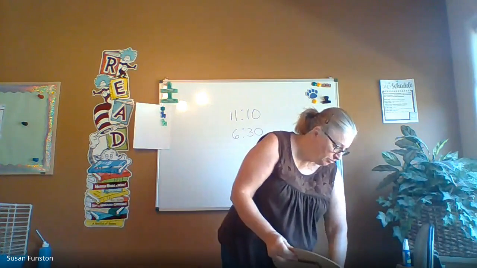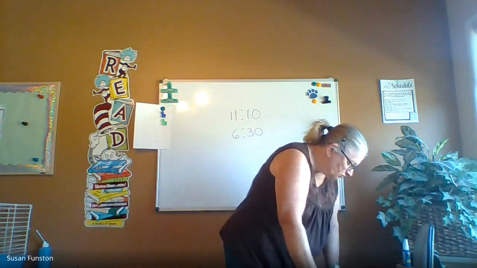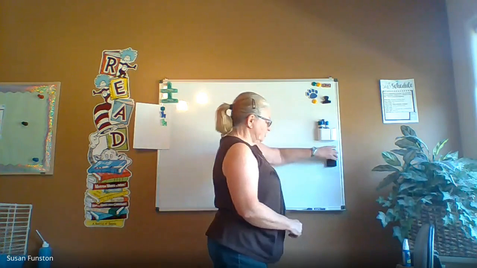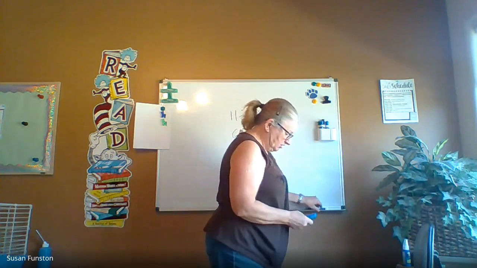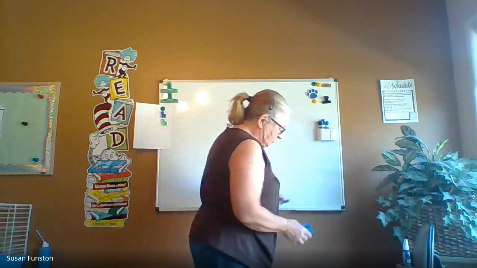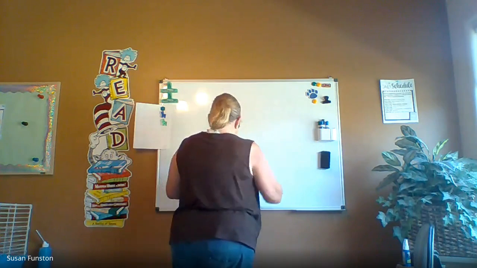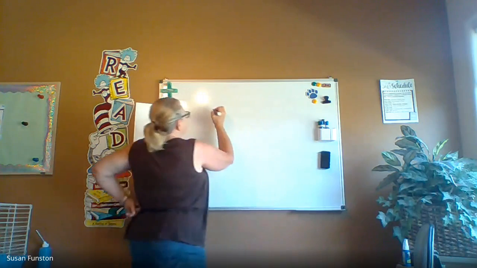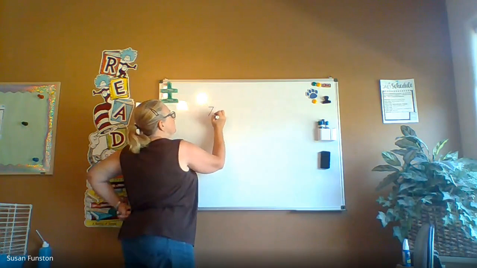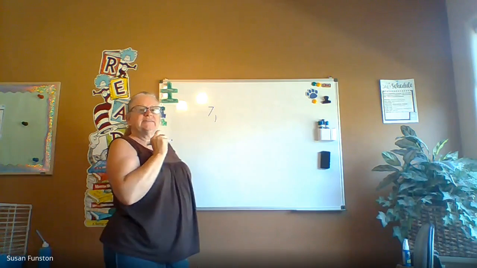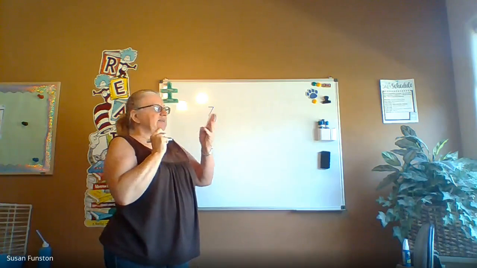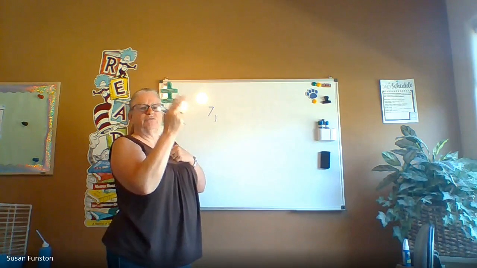All right, let's do some more group counting, and let's do a little bit higher numbers than we've been doing. So let's start with our sevens. We're not going to go very far. This is our first time we're trying sevens. Okay, so I'm going to start with 7. What's going to come next? 8, 9, 10, 11, 12, 13, 14.